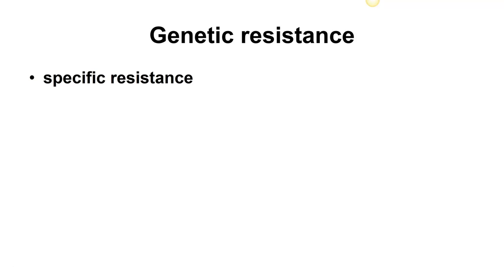We look at specific resistance, which is often called vertical resistance because it works against one variety of something. We talk about general resistance, which is often called horizontal resistance because it works against everything in the same way.